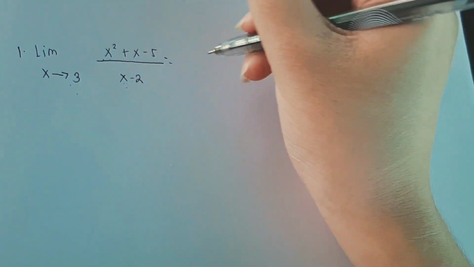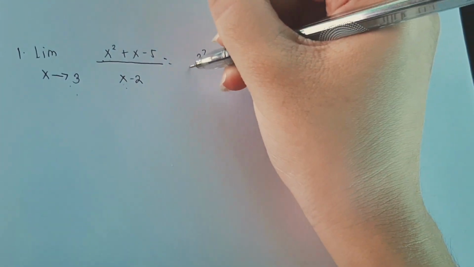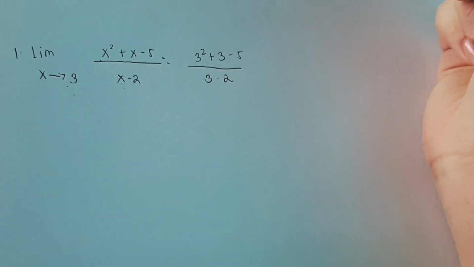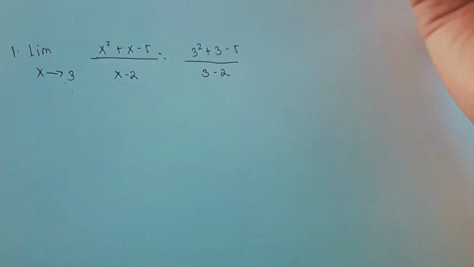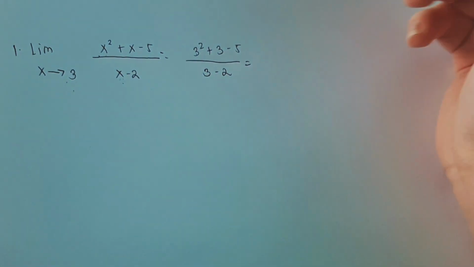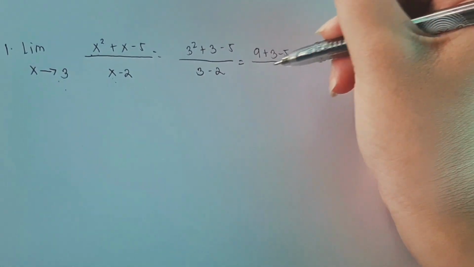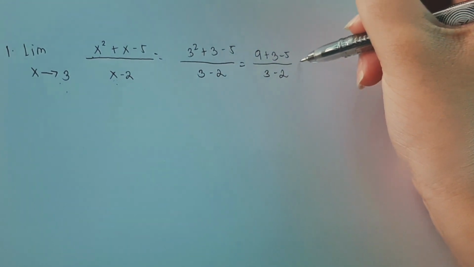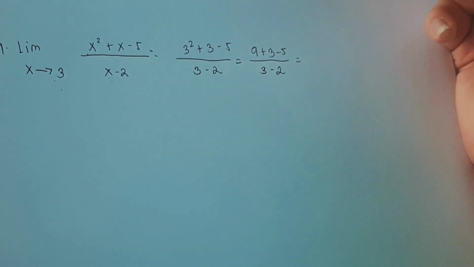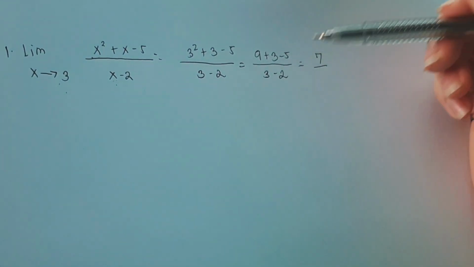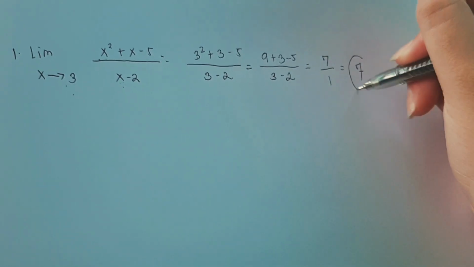So we're going to substitute 3 squared plus 3 minus 5 over 3 minus 2. So what we have done here is we just replaced the x's with 3. Now, we further simplify. So 3 squared is 9. Then copy the rest. Then we further simplify. 9 plus 3 is 12. And 12 minus 5 is 7. 3 minus 2 is 1. And our final answer is 7.